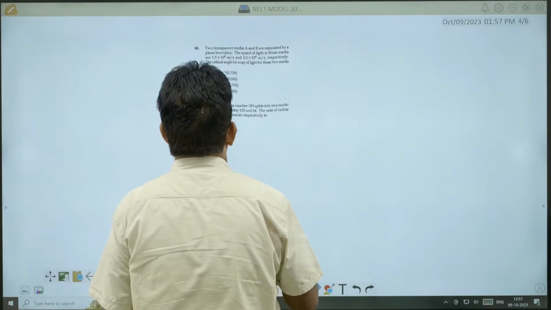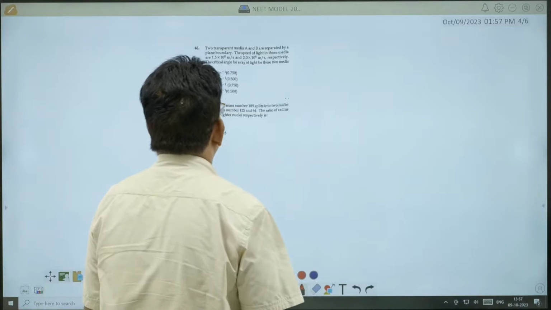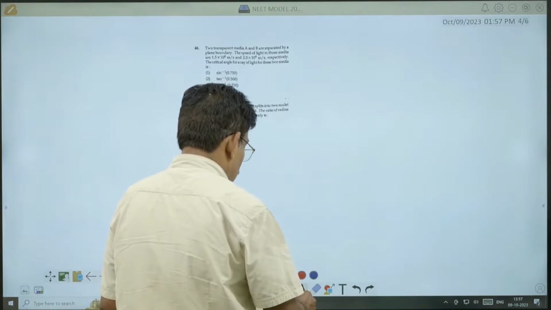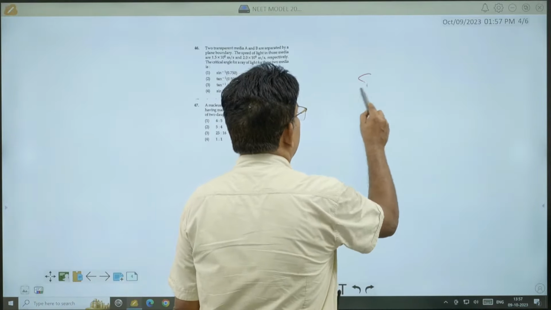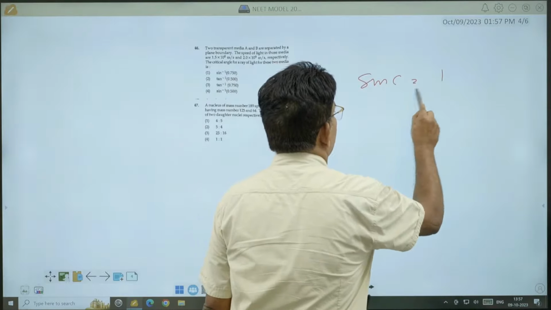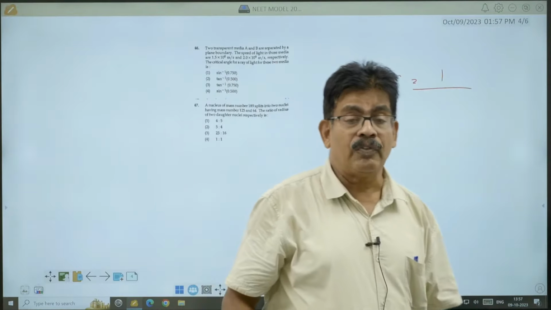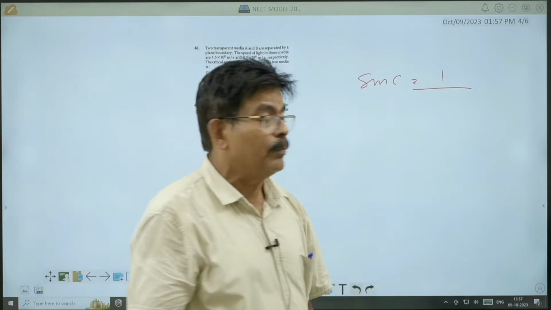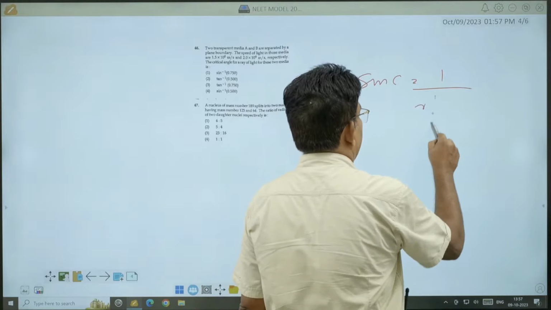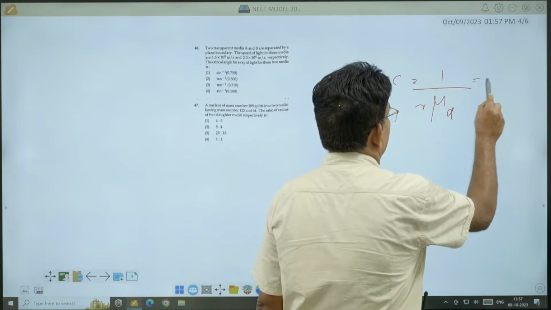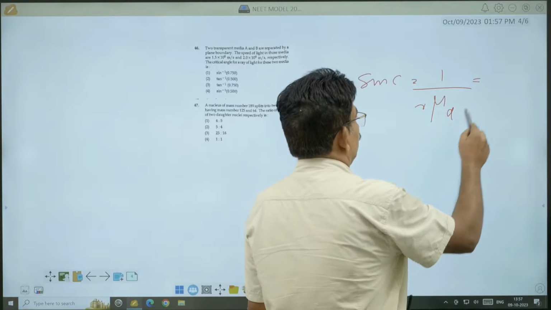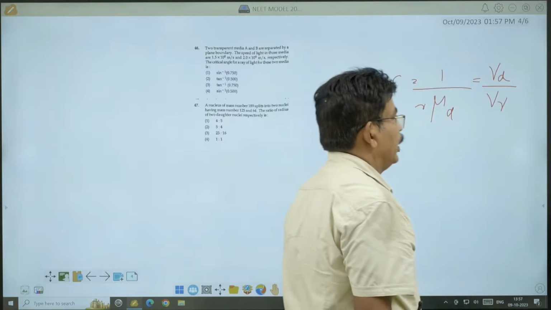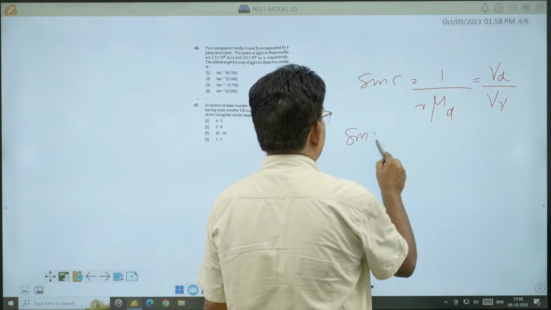Next question. Transparent media A and B separated by a plane boundary, speed of light in those media is given. For critical angle, we have only one formula, sin C is equal to 1 by mu. Total reflection takes place in the case when light ray goes from denser to rarer. But mu, you remember, is always denser with respect to rarer. And this will be velocity in rarer medium by velocity in denser.